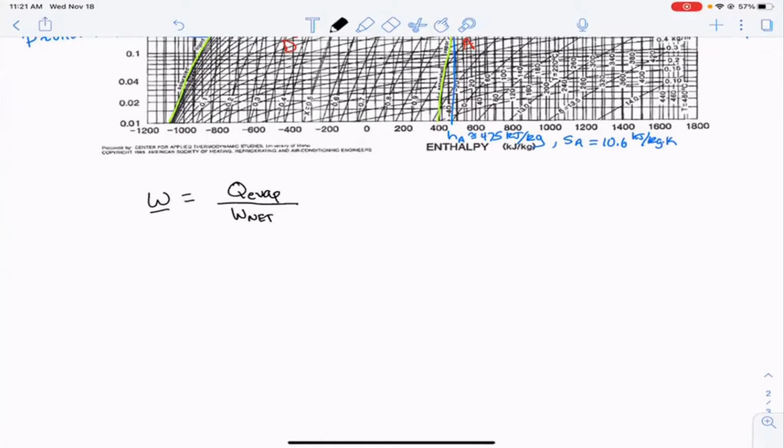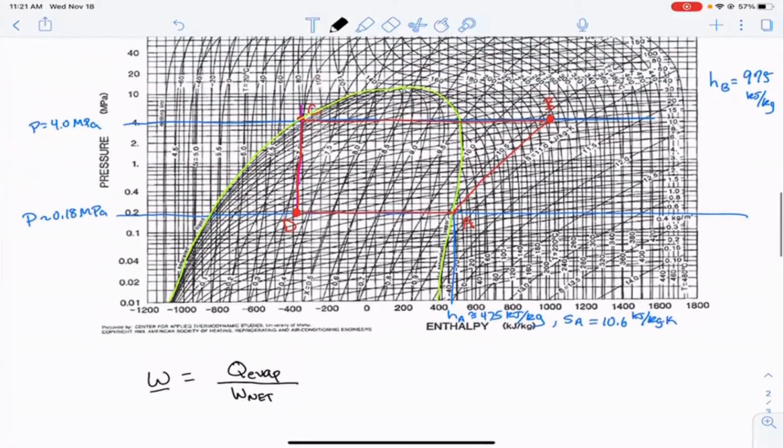And in our process, the net amount of work, well, there's only work done in one step. We only compress because the valve is just a valve, so we don't actually do any work. We don't extract any work out of the process. So this is actually the work of our compressor. And so if we look at this, then Q for the evaporator is just the enthalpy at A minus the enthalpy at D, and the work for the compressor is the enthalpy at B minus the enthalpy at A.